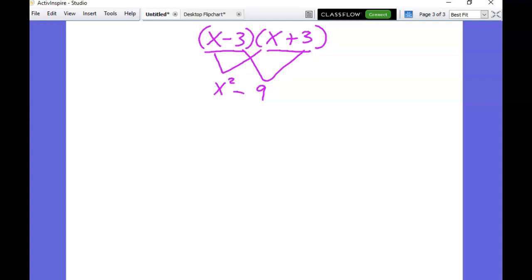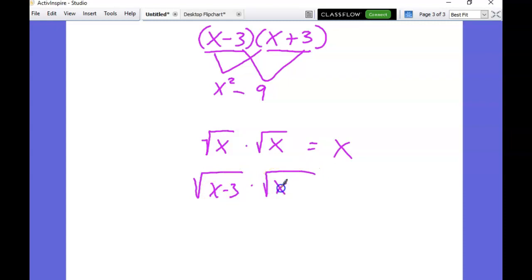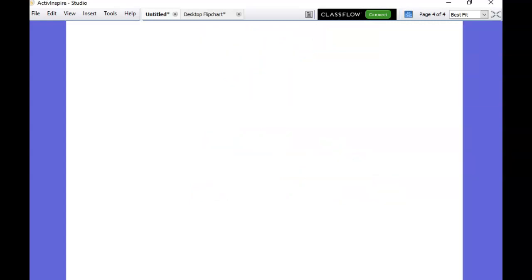So here's another thing I want to review with you guys real quick. What is the square root of x times the square root of x? Right? When you multiply a square root times itself, it's just that number. What's the square root of x minus 3 times the square root of x minus 3? It's x minus 3, right? That's it. The root just cancels itself out. Okay? So what if we put these two ideas together?